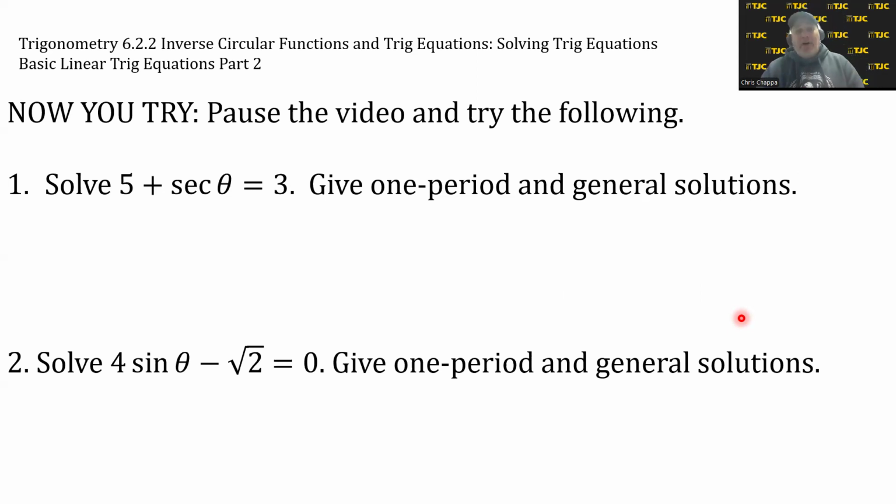Now you try. Pause the video and try the following. Solve 5 plus secant theta equals 3. Give one period and general solutions. And solve 4 sine theta minus square root of 2 equals 0. Give one period and general solutions. Pause the video, give it a try. Here's your fair warning if you haven't paused the video yet. Solutions in 3, 2, and 1.